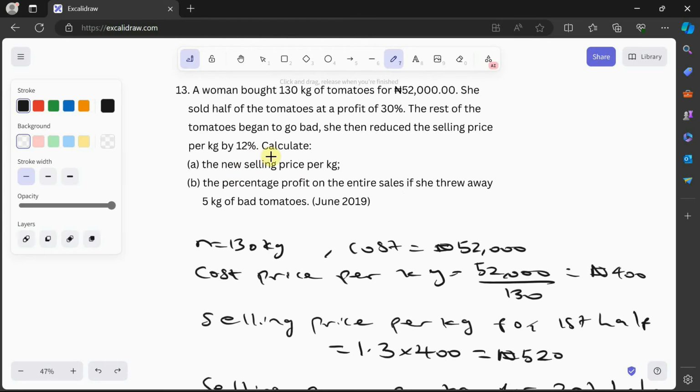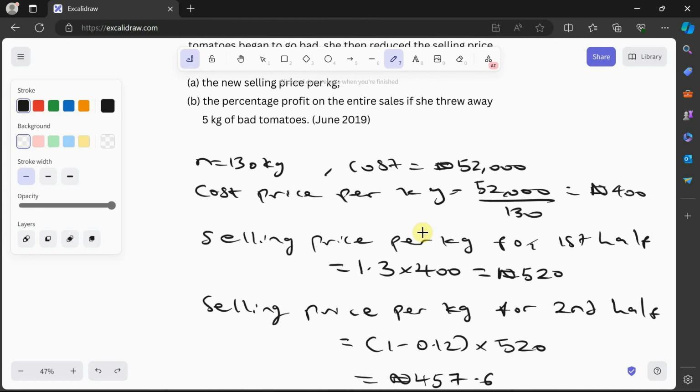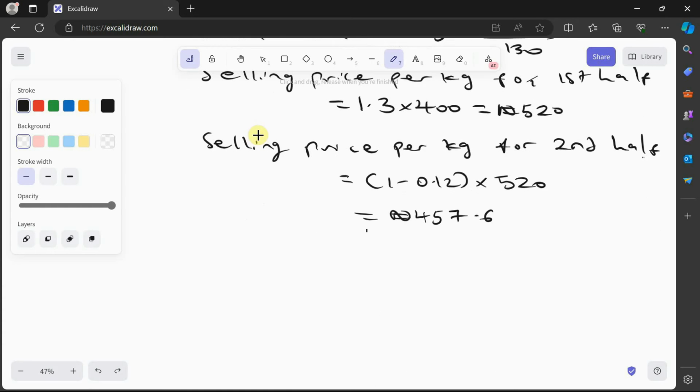So it says find the new selling price per kg. Of course, we've already found that. And the second one is asking for the percentage profit on the entire sale if she threw away 5 kg of bad tomatoes. So now we can find the total selling price, right?